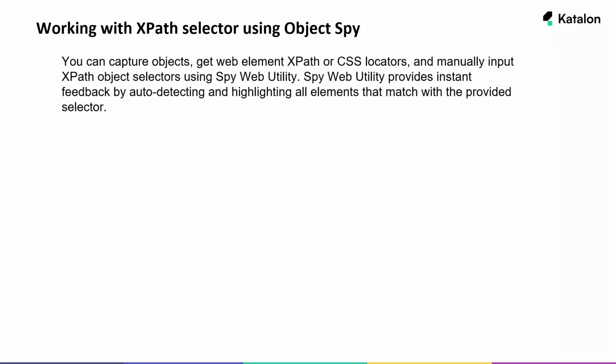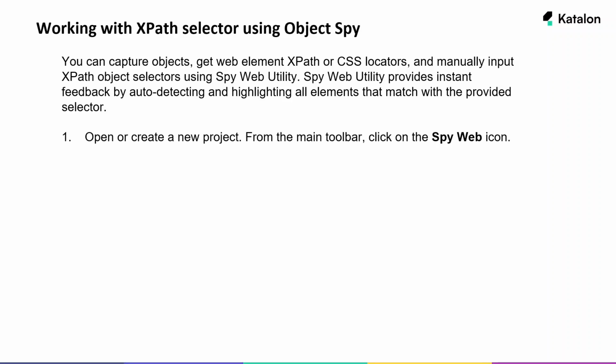So you can capture objects, get web element XPath or CSS locators, and manually input XPath object selectors using SpyWeb utility. SpyWeb utility provides instant feedback by auto-detecting and highlighting all elements that match with the provided selector. Now let us see step by step how we can work with XPath selector using Object Spy in Katalon Studio.